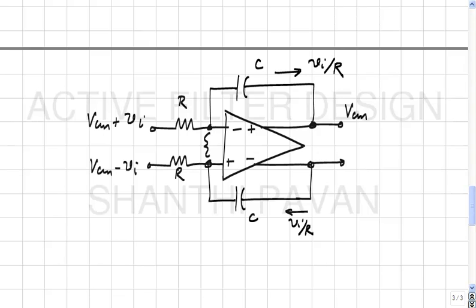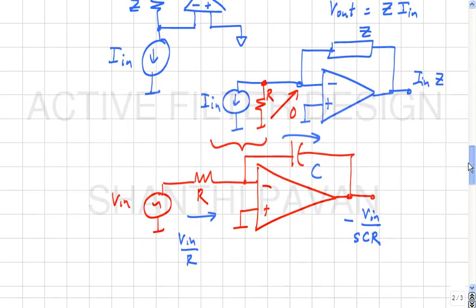This voltage must be VCM minus Vi by SCR, this is VCM plus Vi by SCR, correct. And in a fully differential system, getting an inverting or non-inverting integrator is trivial, because it is just flipping the wires. Okay, this is the differential equivalent of the single-ended integrator structure.